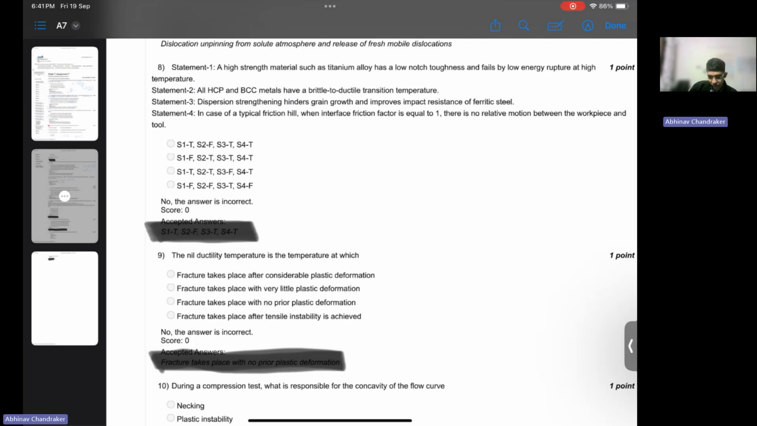So the failure can be either by low energy rupture or just crack propagation, starting from the crack initiation at some high energy site and immediate propagation either through the boundaries or through the grains. And of course, we have a notch here, so the crack can propagate directly from there.